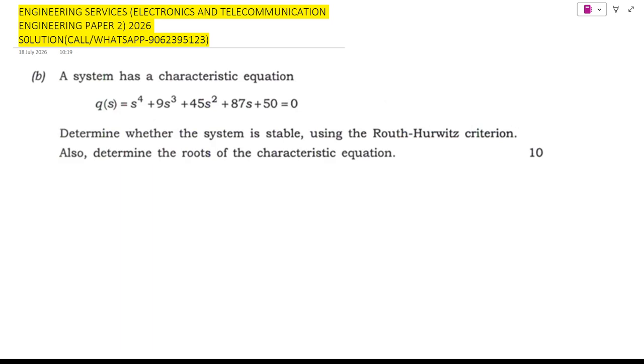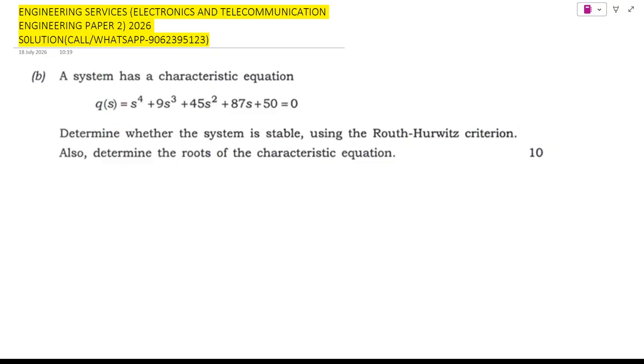Hello everyone. Today we are solving an excellent Engineering Services Examination 2026 Electronics and Telecommunication Paper 1 question. ESE is one of India's toughest engineering examinations conducted by the UPSC, and questions are designed not only to check your calculation skill but also your understanding of the concepts.